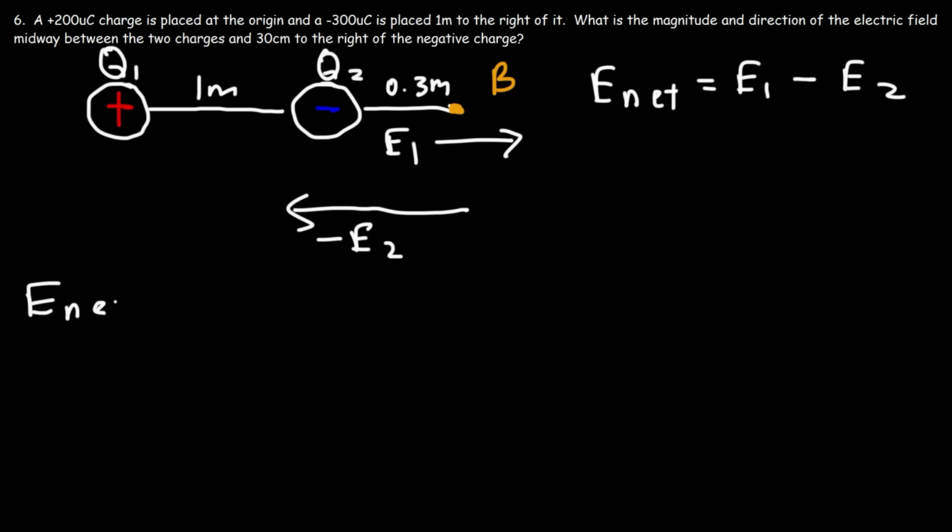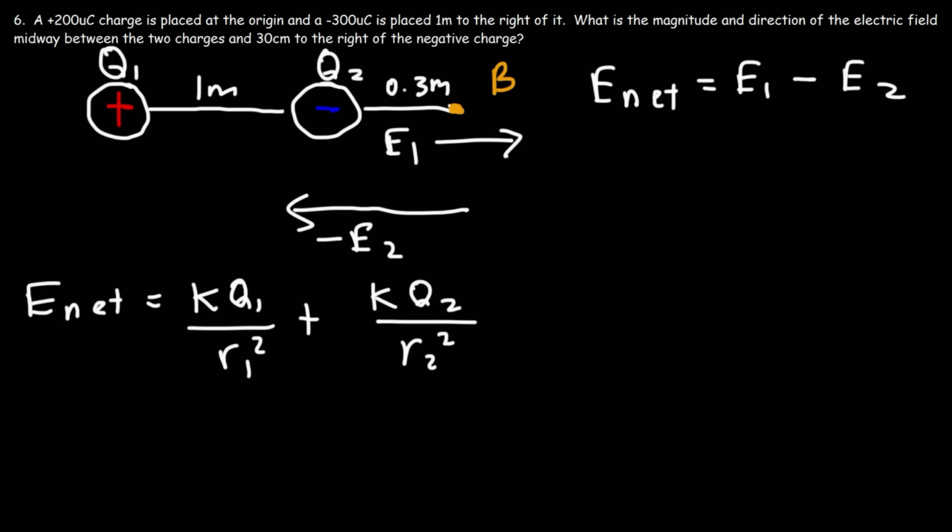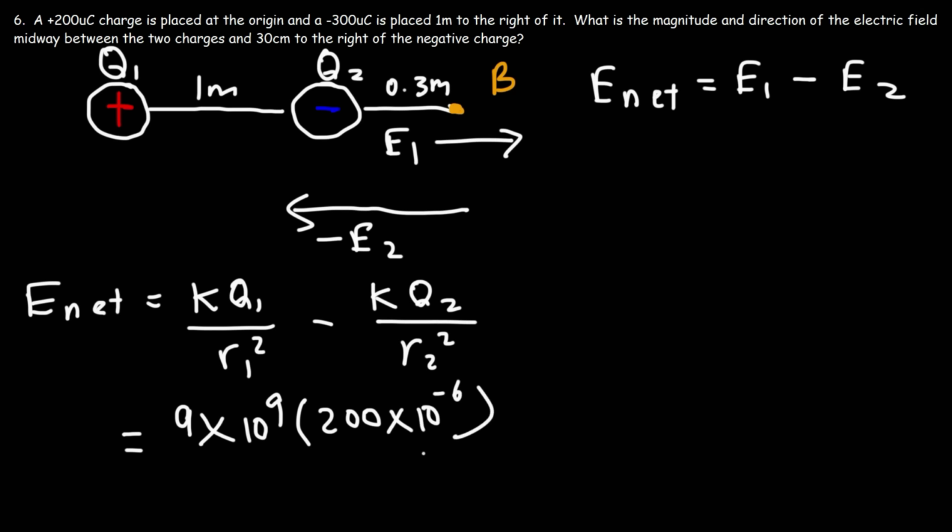So the net electric field is going to be K Q1 over R1 squared plus K Q2 over R2 squared. So this time R1 and R2 will be different, so we can't simplify this process by factoring. So let's plug in the numbers. This is K, Q1 is 200. Oh, this should be a negative sign, by the way, based on what we have here. So Q1 is 200 times 10 to the negative 6.